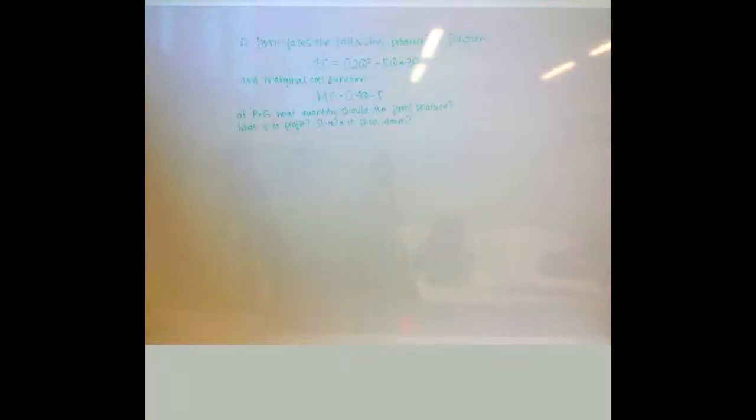Okay, let's try to better understand this through an exercise that we will do together. A firm faces the following production function: TC equals 0.2Q squared minus 5Q plus 30, and a marginal cost function of MC equals 0.4Q minus 5. At a price of 6, what quantity should the firm produce? What is its profit, and should it shut down?